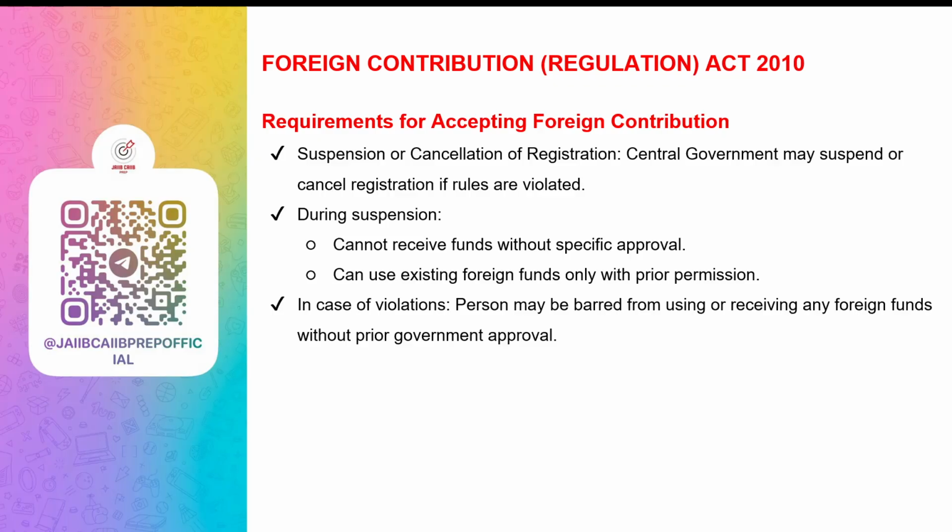Suspension or cancellation of registration. So the central government can suspend or cancel the FCRA registration of an organization if they break the rules or misuse the funds. So what happens if registration is suspended? The organization cannot receive new foreign funds unless they get special permission for a specific donation, and the organization can use existing funds in their account only with prior approval and in a specific manner.